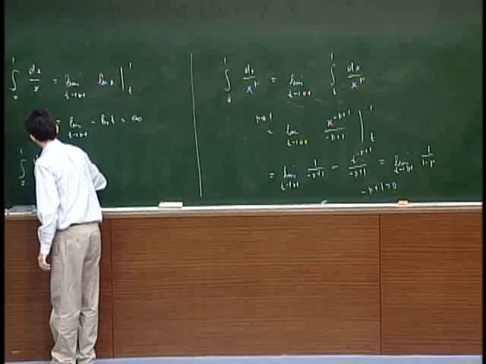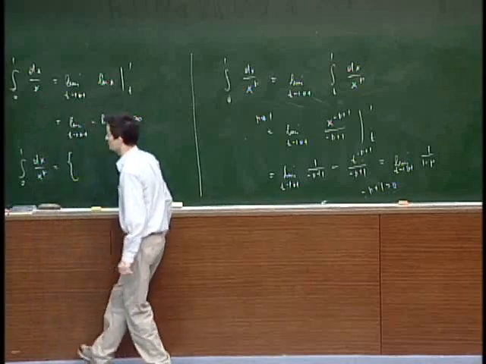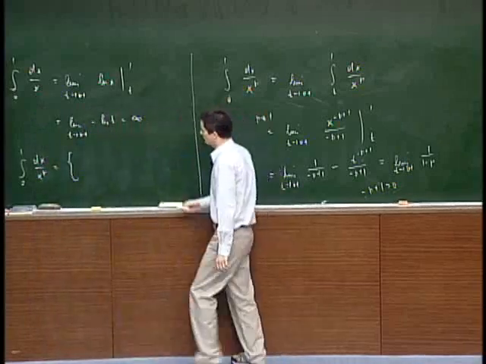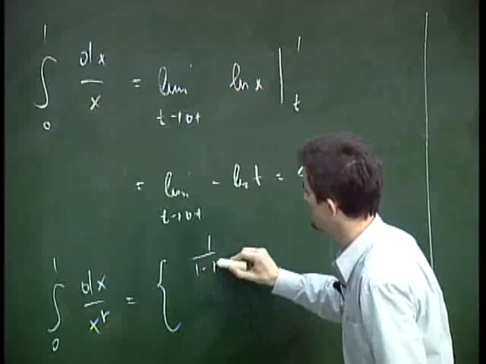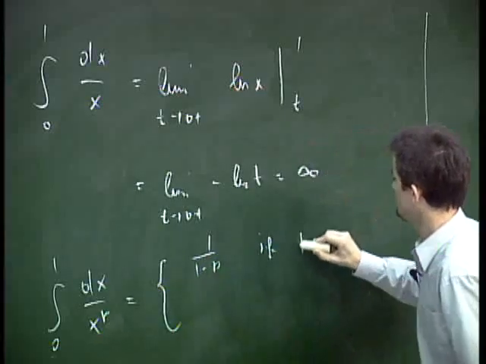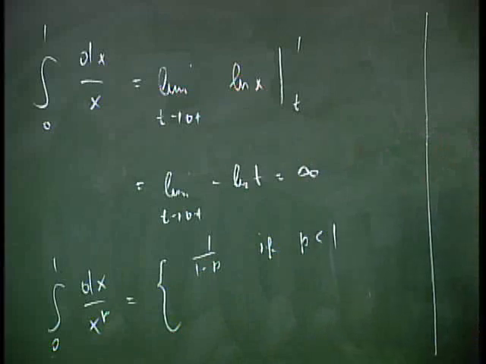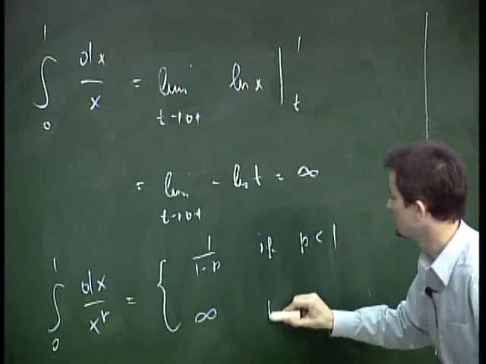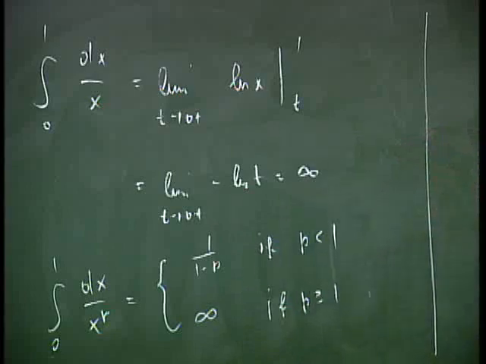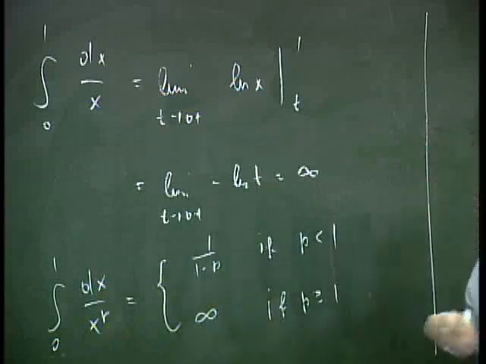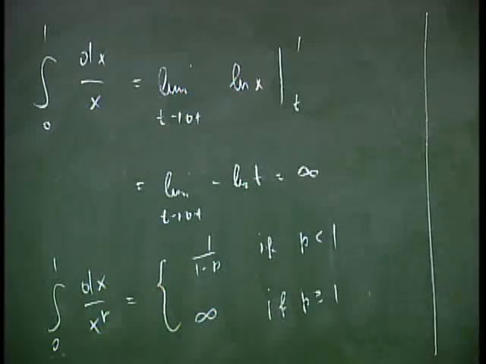So we see that this kind of integral, the integral from 0 to 1 dx over x to the p, is convergent and equal to 1 over 1 minus p if p is smaller than 1, and infinity if p is larger or equal than 1. So the behavior, if you compare this with the case from 1 to infinity, is reversed.